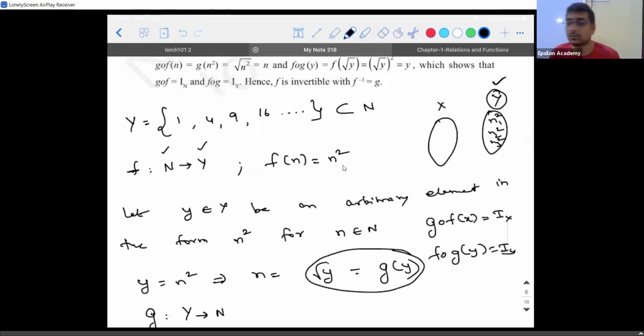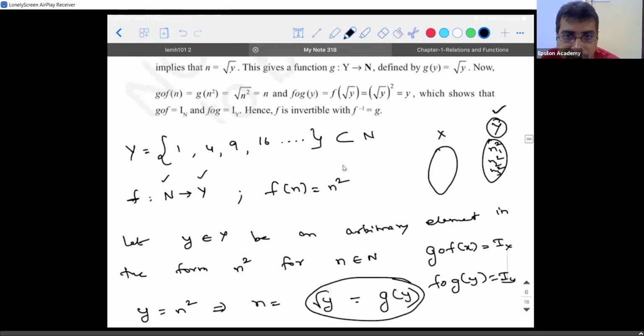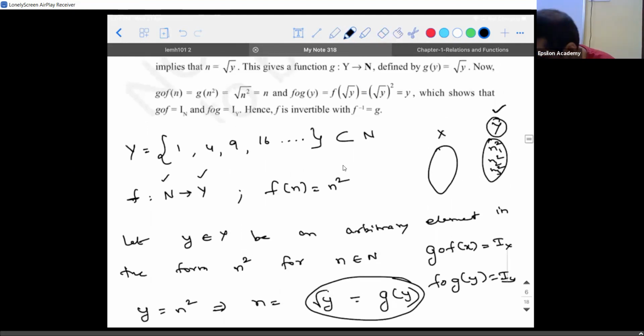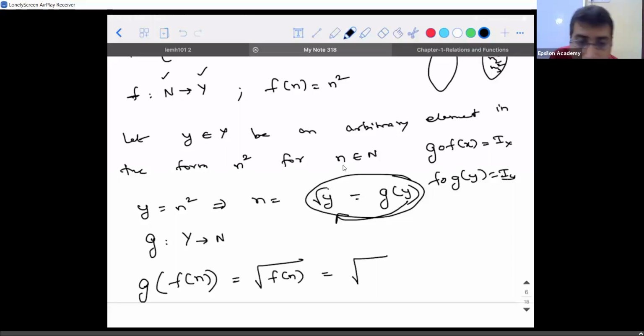Here in this question you don't have ix, rather you have in, because the set x is the natural number set. So g of f of, instead of x I'm using n. So what is g of f of n, guys? g of y is root y, so it is square root of f of n. What is f of n? It is n square. Square root of n square is n. So this is I of n.